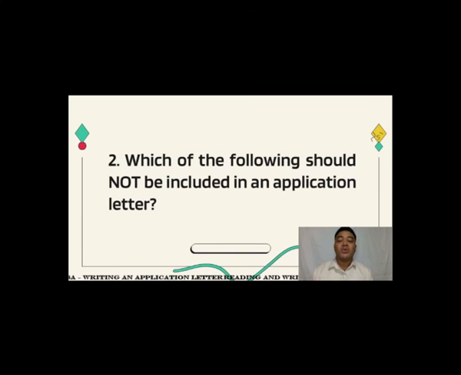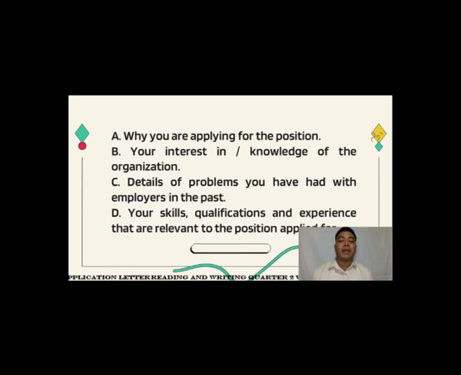Number 2 again. Which of the following should not be included in an application letter? A. Why you are applying for the position. B. Your interest in or knowledge of the organization. C. Details of problems you have had with employers in the past. And D. Your skills, qualifications, and experience that are relevant to the position applied for.